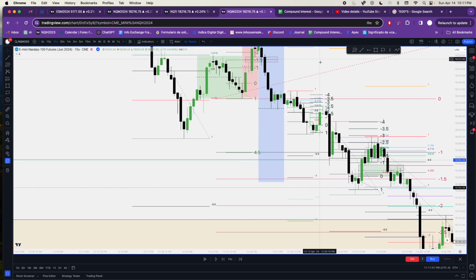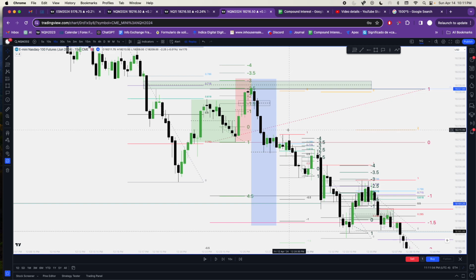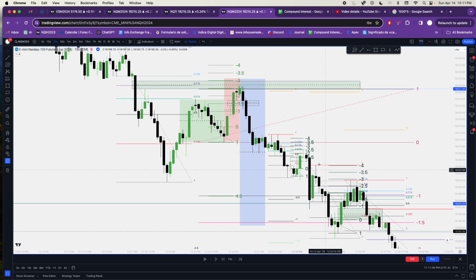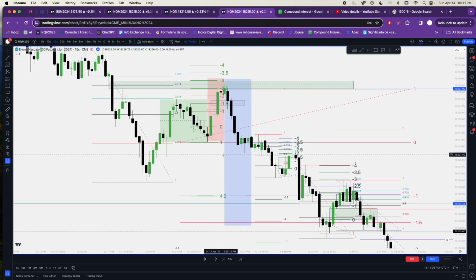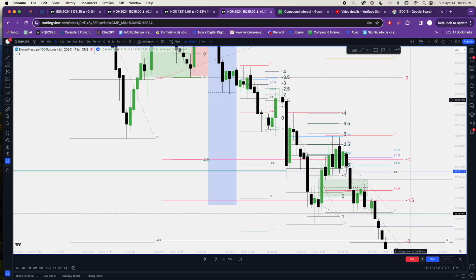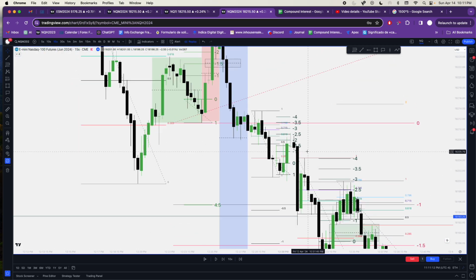There are some other things on here related to just measuring PD arrays and stuff of that nature. I would like to get back to it. It's getting kind of late. I want to go to sleep, but let's see if we can figure something out right here. We're on the 15 second. This is where the majority of the action was taking place.